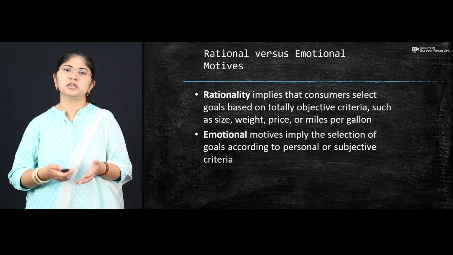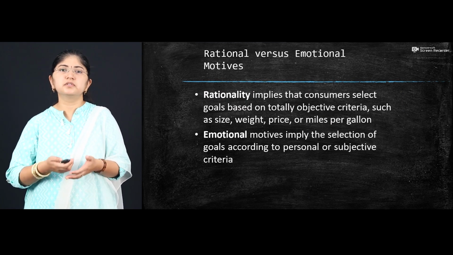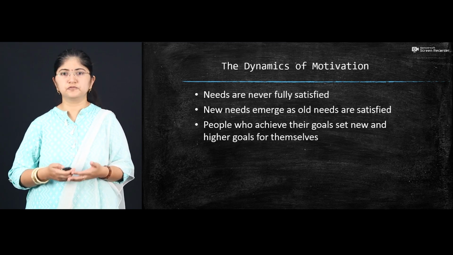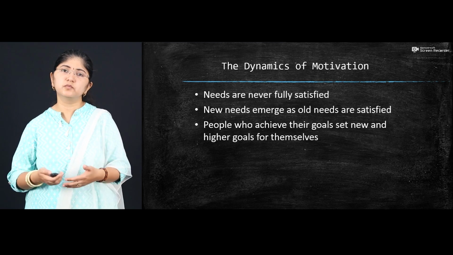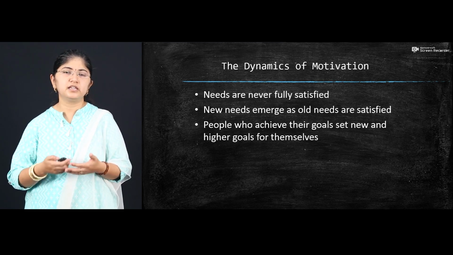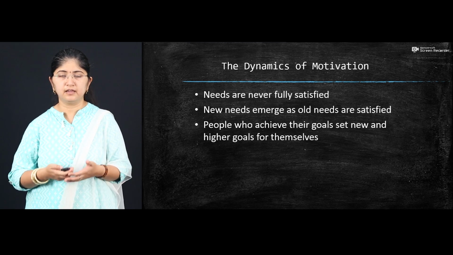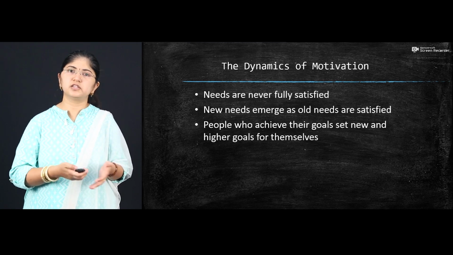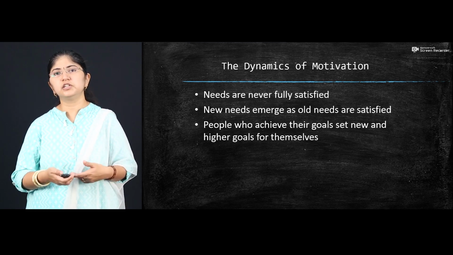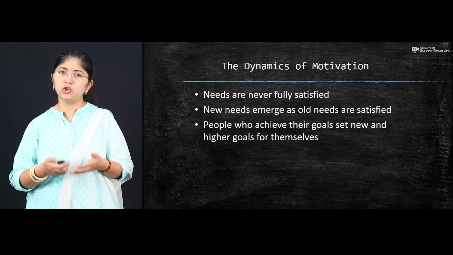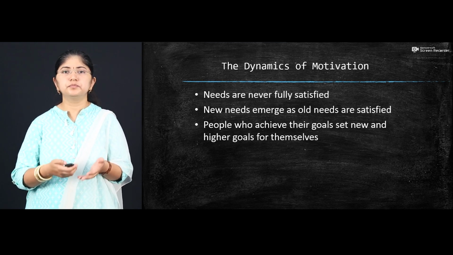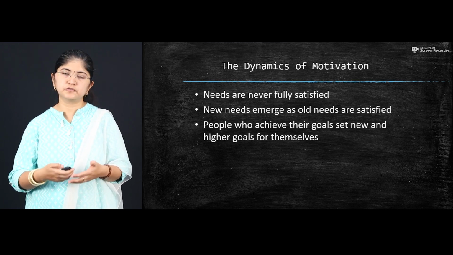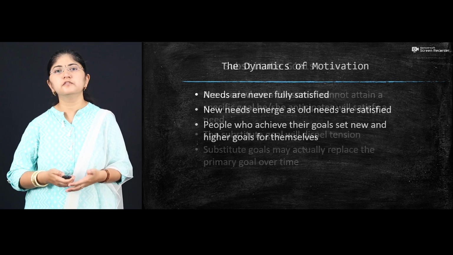Emotional behavior means a customer selects goals on the basis of some subjective criteria that is totally based on emotions. That's an emotional goal for you. If you see the dynamism of motivation, keep in mind that needs are never fully satisfied. New needs will emerge as long as the old needs are not satisfied. As long as you satisfy your older needs, new needs will definitely emerge. Along with that, goals: after one person achieves a goal, he'll definitely have a higher version of the goal for himself. So this is the dynamism of motivation.